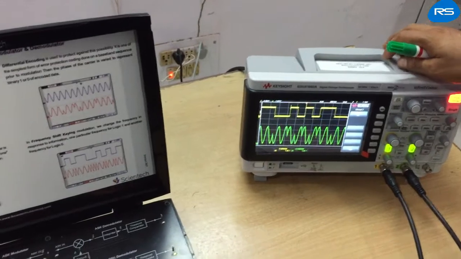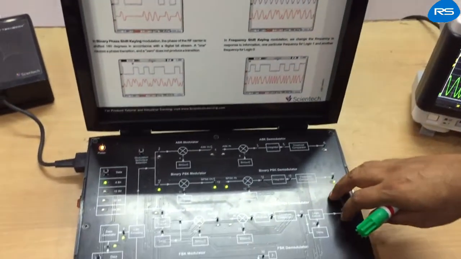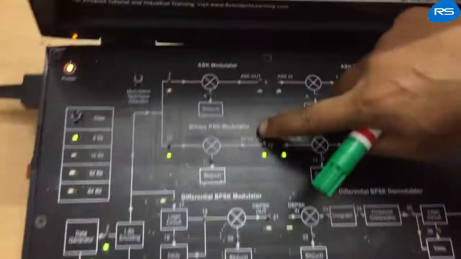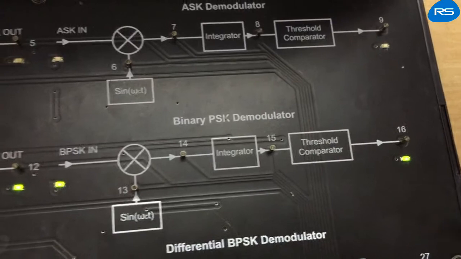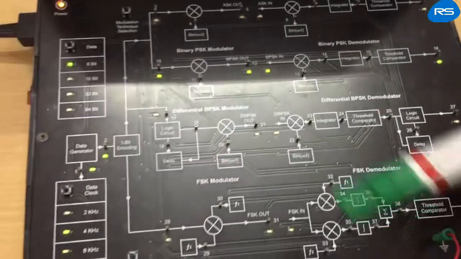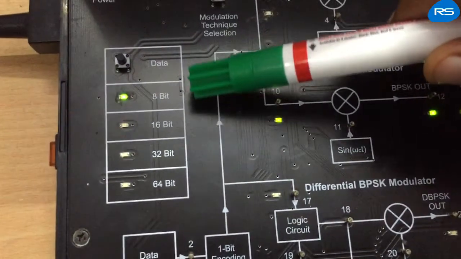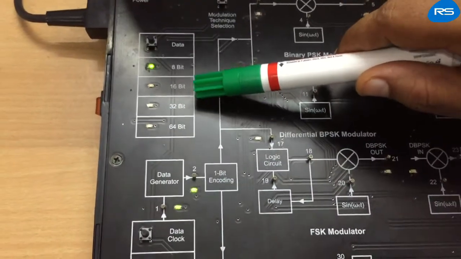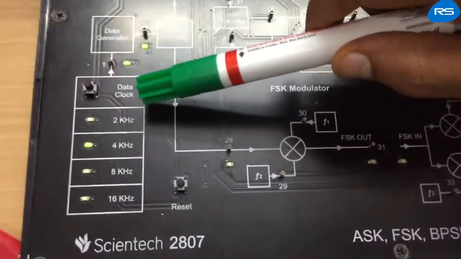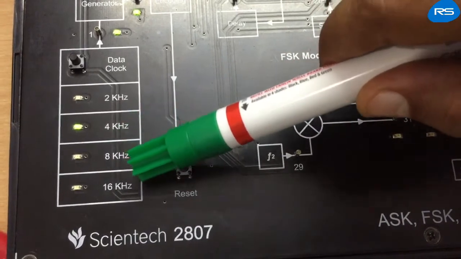In order to observe waveforms, we have a digital storage oscilloscope. On the kit, we have a binary PSK modulator and a binary PSK demodulator. Various data streams having 8 bit, 16 bit, 32 bit and 64 bit can be generated. The data clock may be selected as 2 kHz, 4 kHz, 8 kHz and 16 kHz.